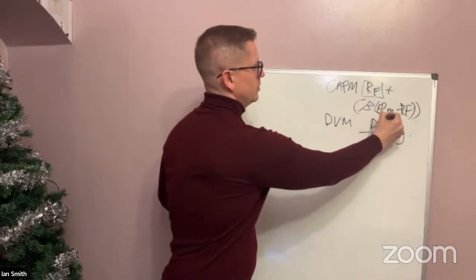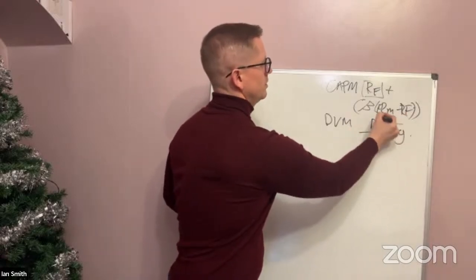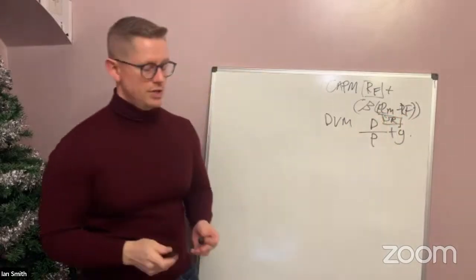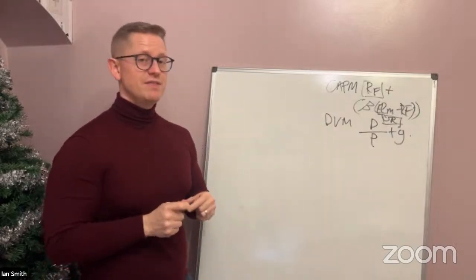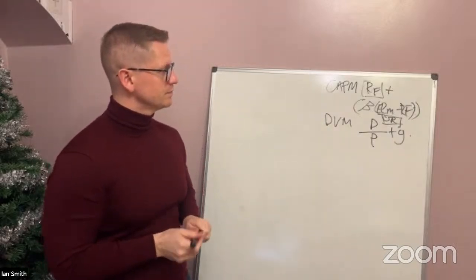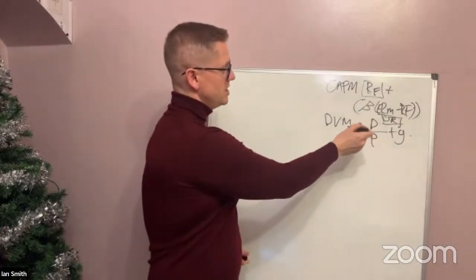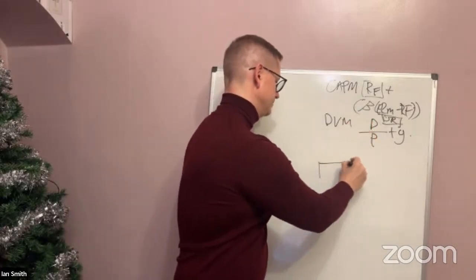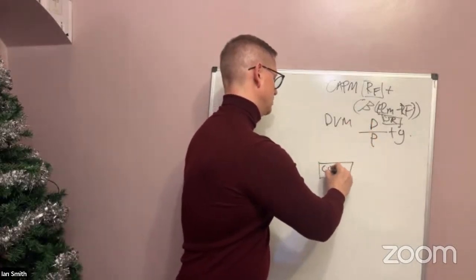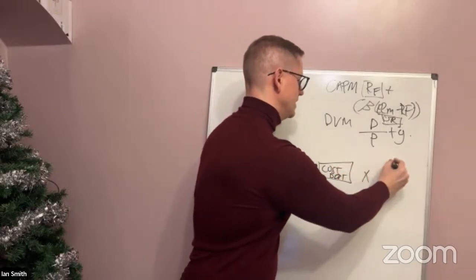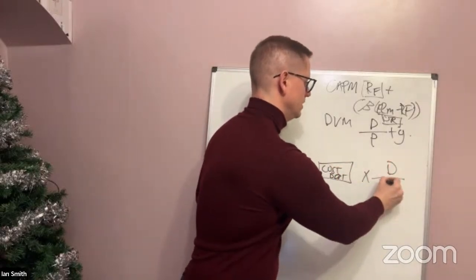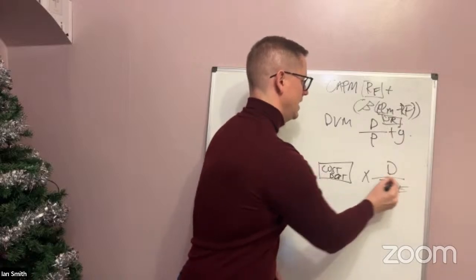If you look at the other live, it shows you the two methods as to how to calculate those. Once you understand the cost of debt, we can multiply that by debt over debt plus equity.